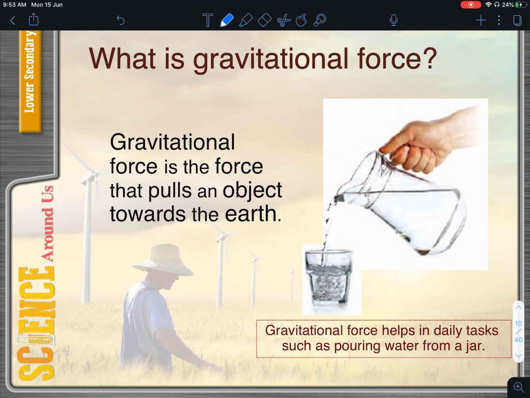Next is gravitational force. Gravitational force is the force that pulls an object towards Earth. Imagine this is Earth, and this is the center of Earth. There is an invisible force pulling you towards Earth. Even if you are standing at the bottom of Earth, you are not floating around or falling downwards; you are still grounded to the center. This is held because of gravitational force, the force that pulls an object towards the Earth.